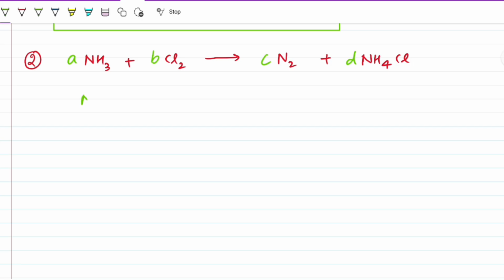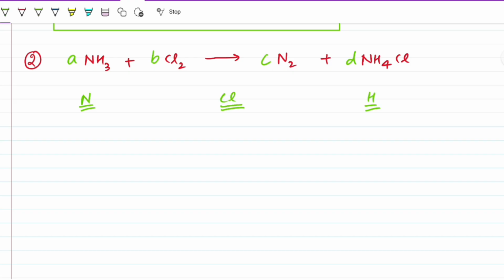The second equation is NH3 plus Cl2 gives N2 plus NH4Cl. So again assume coefficients. Again we have 4 coefficients A, B, C, D. What are the different elements that we have? We have nitrogen, chlorine, and the third one is hydrogen.